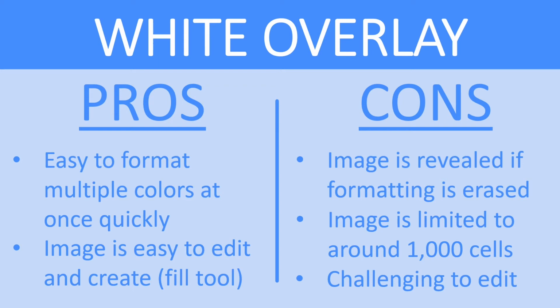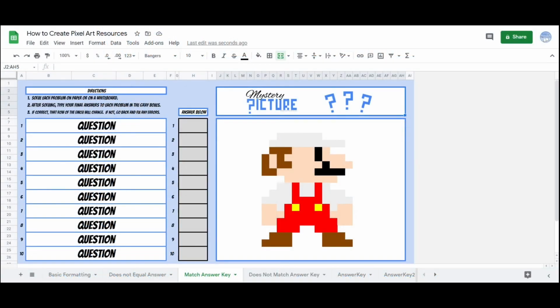Another con is that you're limited to the image size. The sheet can't keep up with the overlay, and the students get a quick glimpse of the image if it's over around 1,000 cells. And it's also challenging to edit the answers because you have to go into the conditional formatting. All right, so let's take a look at matching to an answer key.